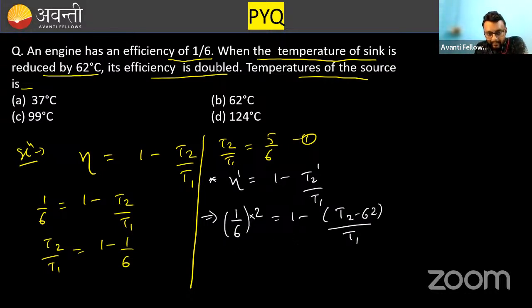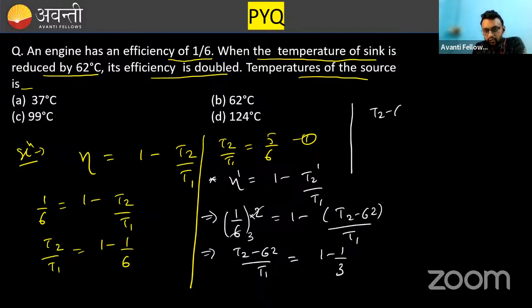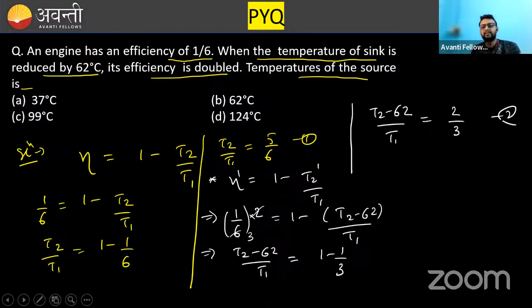That you can see, T2 minus 62 by T1 is equal to 1 minus 1 by 3. You can divide by 2 and 3, so it will become 1 minus 1 by 3. Or you can say that T2 minus 62 by T1 is equal to 2 by 3. This is equation number 2. How many unknowns are there? 2 unknowns, T1 and T2.